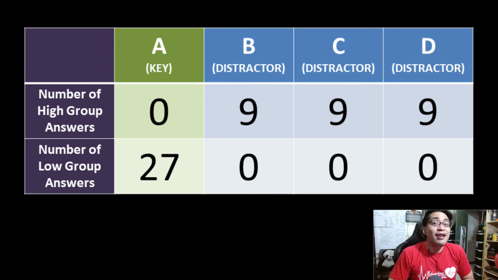The students in the low group, meaning the students who did not study and have not learned the subject material, are the ones that got the question right. And the students in the high group, meaning the students who studied and have learned the subject material, were the ones that were fooled by the distractors. The discrimination index of this question is perfectly horrible.